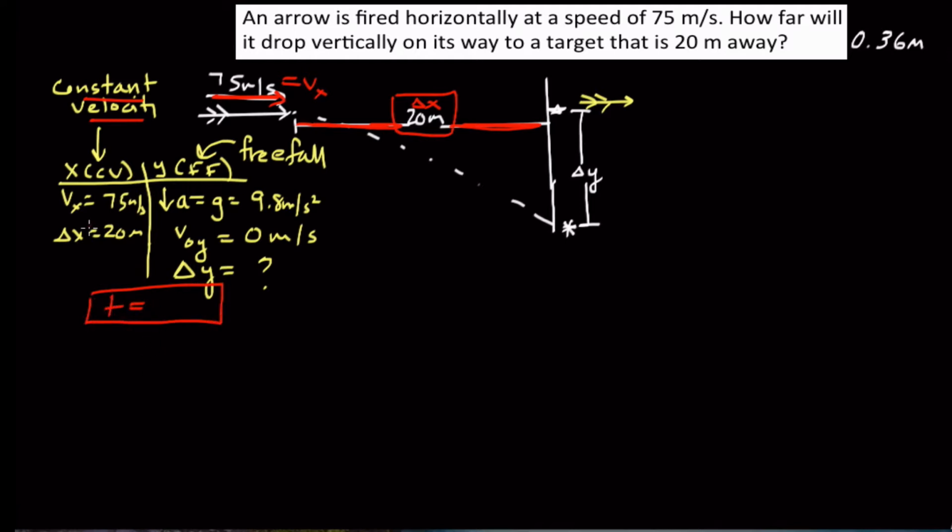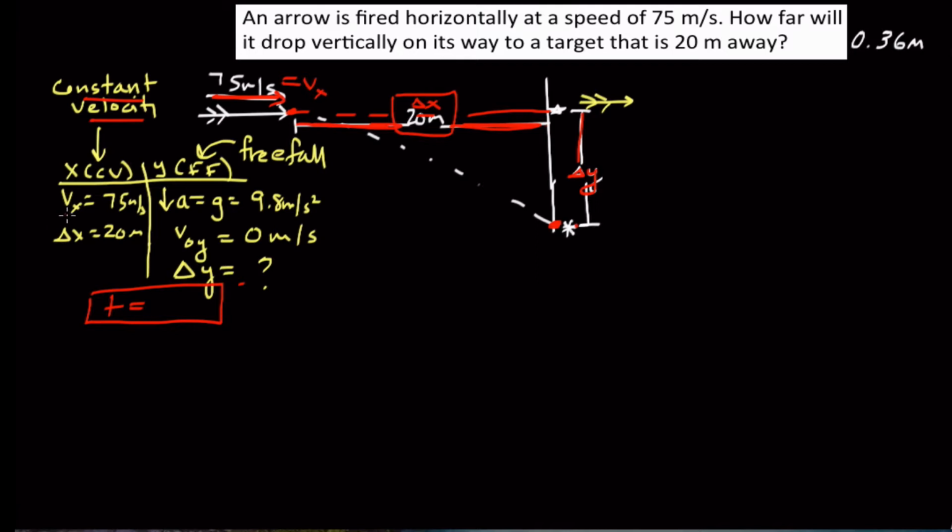So time, remember, is the same for x and the same for y. This event starts when the arrow leaves the bow and it ends when the arrow hits the target. And during that time, it drops some distance, and it travels some distance horizontally. And the time it takes to travel this horizontal distance of 20 meters is exactly the time it takes to drop whatever vertical distance it drops. Time is the same for in the x and the y direction. So if I can calculate time, I can go back and I can solve for delta y.